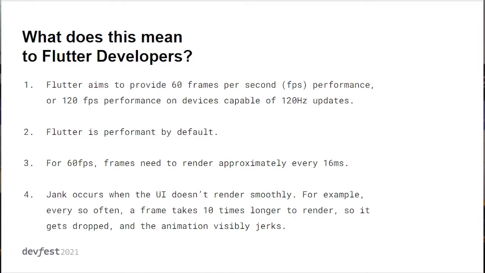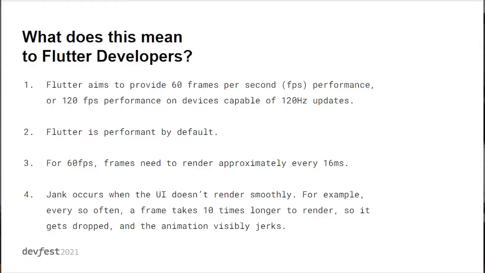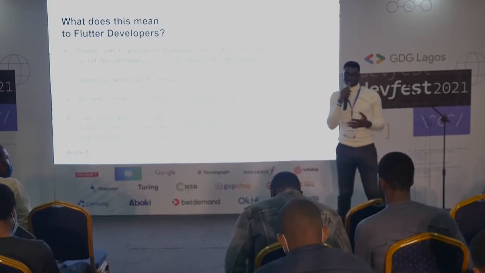So the next topic is, what does this mean to Flutter developers? This is bringing performance down to us as Flutter developers, and how Flutter aims to give us high performance by default. So I've outlined a couple of truths here. The first one is basically, Flutter aims to provide 60 frames per second performance or 120 frames per second performance on devices capable of 120 hertz update. I've talked about this basically. It just means that Flutter would adapt to the refresh rate of your device's screen at all points in time.